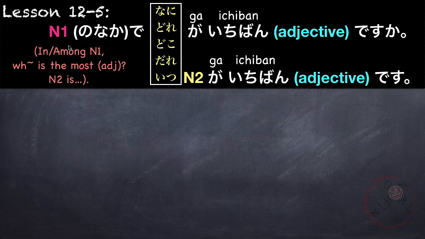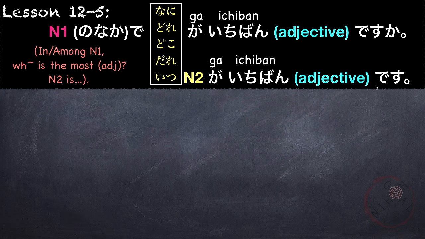So in or among a group of nouns or N1, nani, what, dore or which, doko, where, dare, who, itsu, when, ga. So we are using ga because we are identifying our subject. Followed by ichiban. Ichiban means number one. So ichi, one, ban is number. Ichiban, number one. Adjective, desu ka? Because this is a question. N1 no naka de, our interrogative, ga ichiban adjective desu ka? You can answer noun ga ichiban adjective desu.